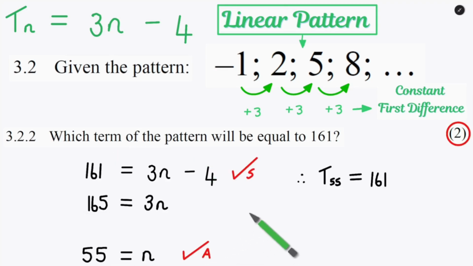So now we know that n is 55. And your 2 marks are awarded over here for your substitution of 161 in the right place, as well as your final answer of 55.